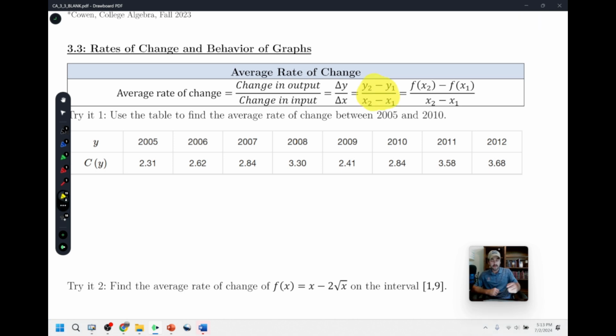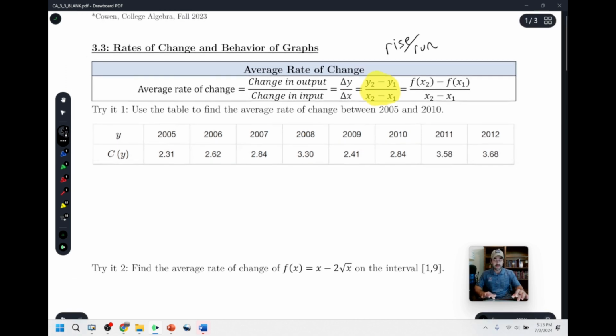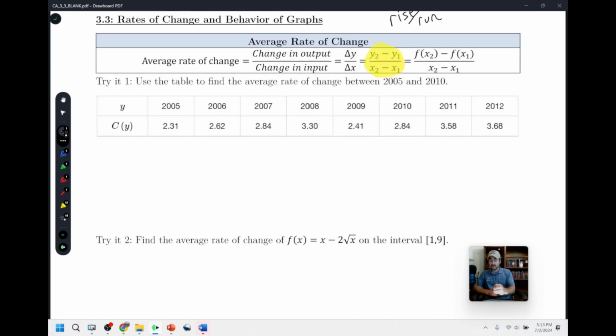This highlighted one is the most fundamental form of this formula: y2 minus y1 over x2 minus x1. Another thing you might have heard at some point in your life is rise over run, where what changes vertically over what changes horizontally. That's kind of what we're going to be looking at today. So let's just start off real quick with a pretty simple slope calculation to get it rolling.